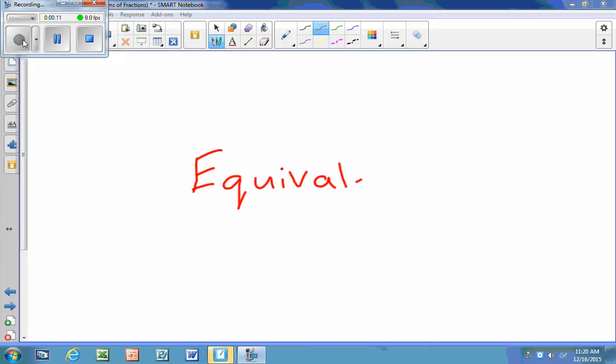Module 3, Lesson 2, Equivalent Fractions. Once again, but this time we'll be finding equivalent fractions using sums of fractions that have the same unit or the same denominator.